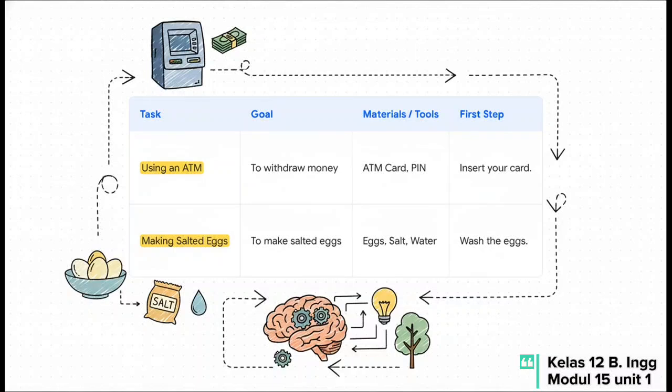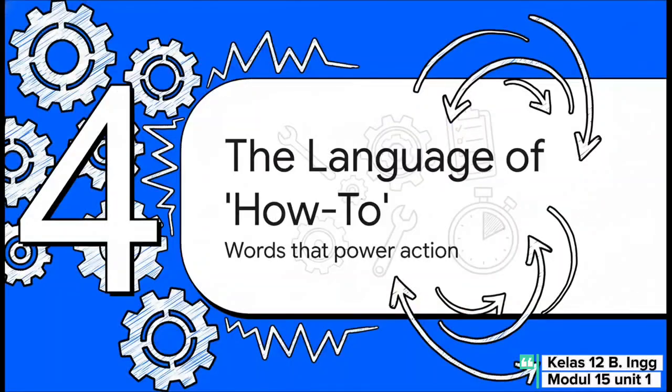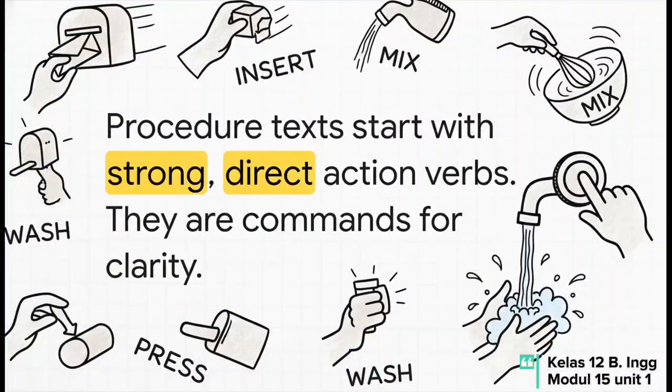And this table just drives the point home perfectly. Whether you're making something ancient like salted eggs or doing something modern like using an ATM, the underlying structure is identical. It's this simple, universal framework that makes it so easy for us to learn how to do new things. But it's not just about having the right structure. The words you choose are just as important. Think about it. You can have the perfect blueprint, but if the language is confusing or unclear, the whole thing just falls apart. The real secret to clear instructions is to use strong, direct action verbs.